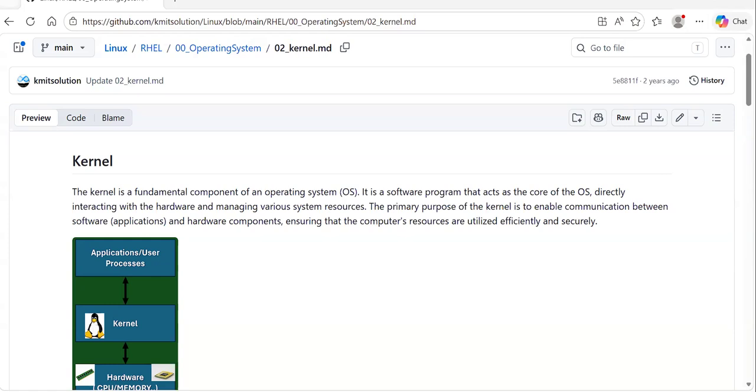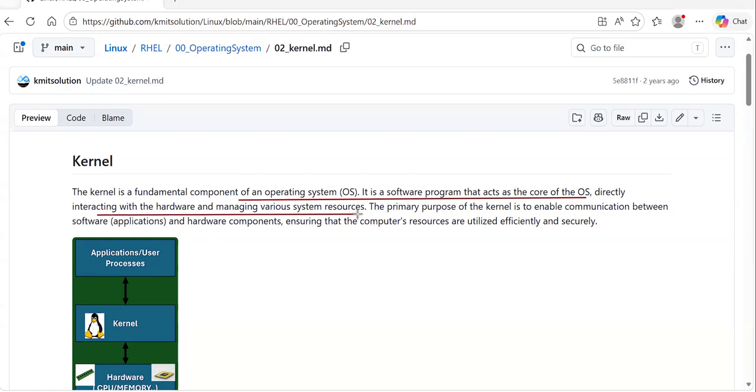In this lecture, we will see what is kernel. So kernel is a software first of all, and it is a fundamental component of an operating system. So what it means? It is a software program that acts as the core of an operating system, directly interacting with the hardware and managing various system resources.